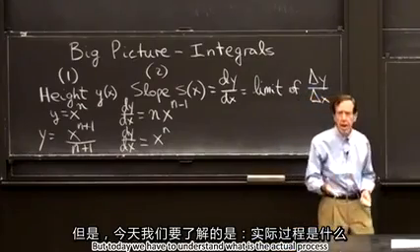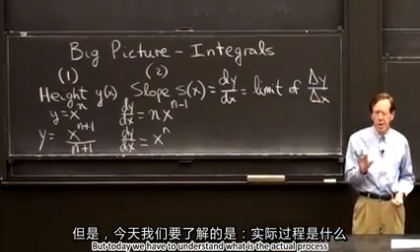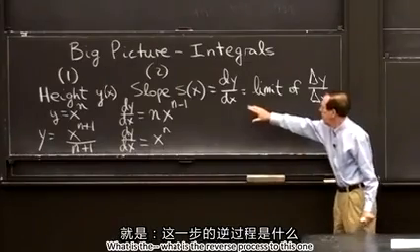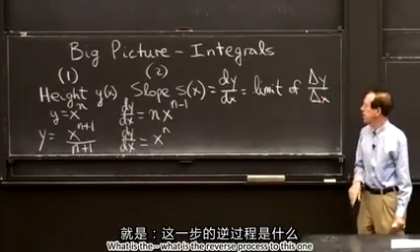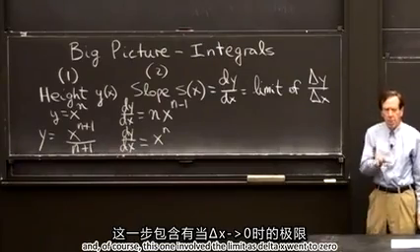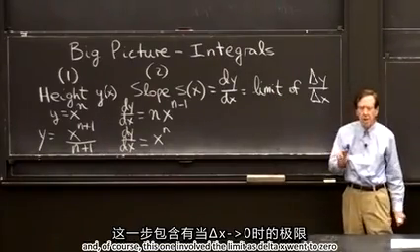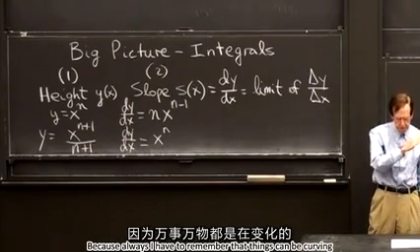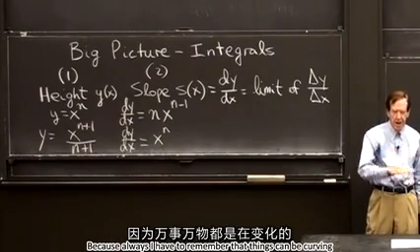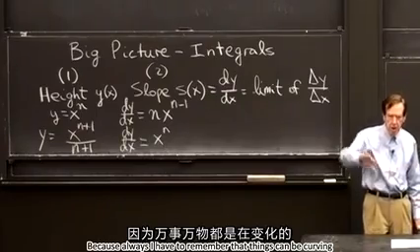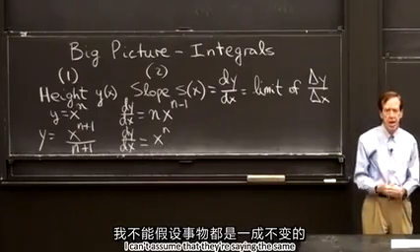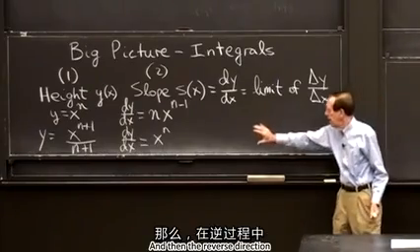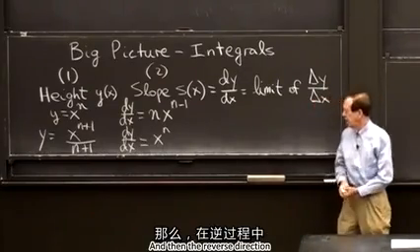But today we have to understand what is the actual process. What is the reverse process to this one? And of course this one involved a limit as delta x went to 0, because always I have to remember that things can be curving, things can be changing. I can't assume that they're staying the same. And then the reverse direction.